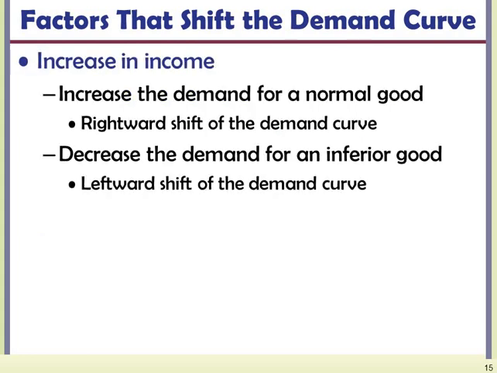Okay, so what will happen with our demand curve? Increase in income. So, kapag daw po dumami or tumaas yung ating demand for normal good, ang mangyayari sa ating demand curve is mag-rightward shift. Okay, kabaliktaran naman ng inferior good. So, kapag po nag-decrease yung ating demand, okay, for our inferior good, ang mangyayari sa ating demand curve ay magli-leftward shift.